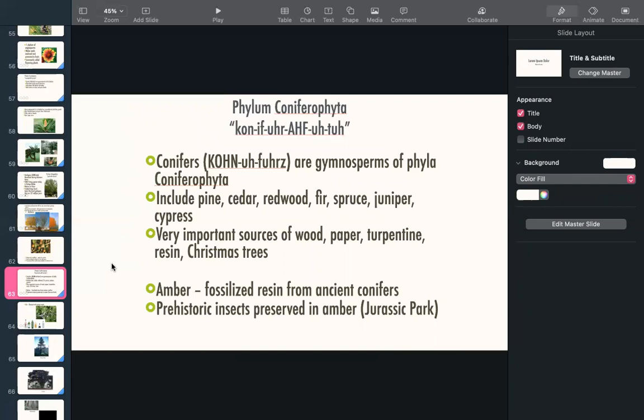If you've ever seen Jurassic Park, the whole idea behind it was that the mosquito was trapped in amber. Amber is a fossilized resin that comes from conifers. So the insect gets trapped in this, basically a really thick sap, but it's a resin. And then the resin hardens and you get that preserved.